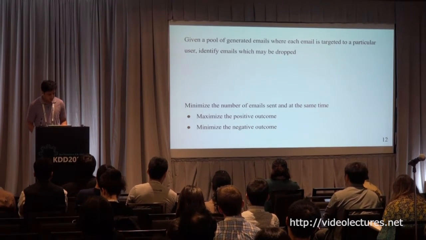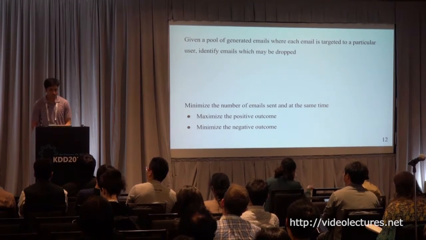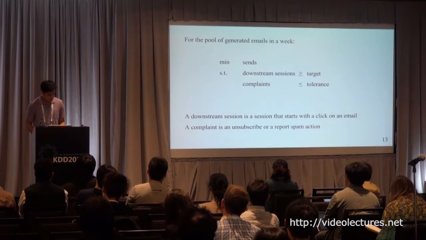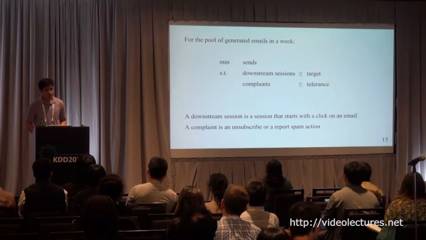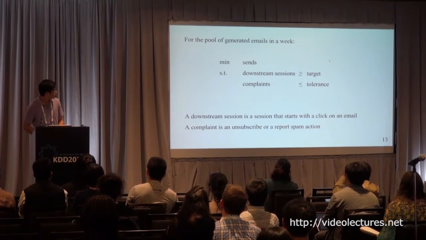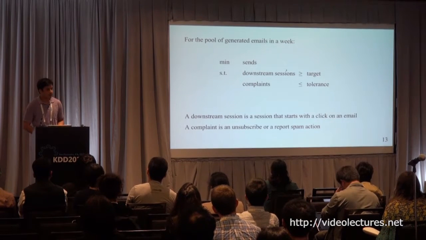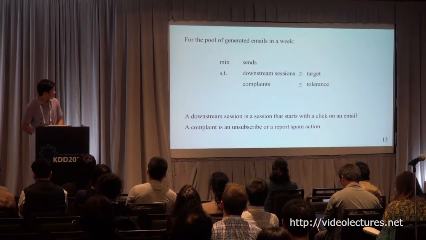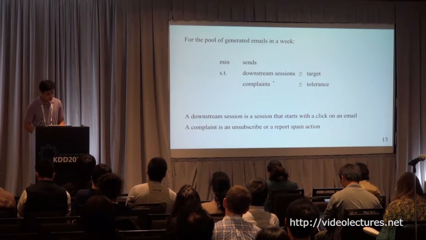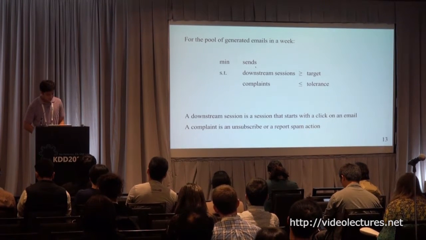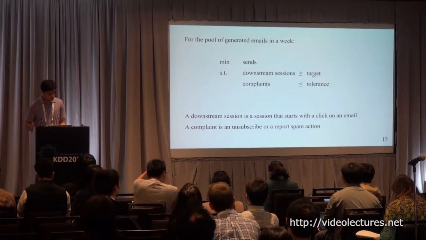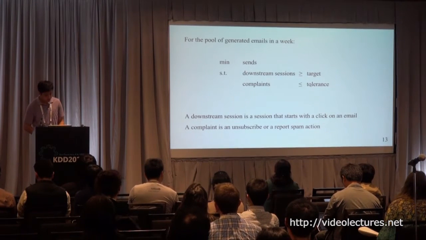These kinds of problems where we are trying to optimize over several metrics are called multi-objective optimization problems, and they're typically formulated in this way. We specify one of the metrics as the objective, and the rest of the metrics go into constraints. In this particular case, we have chosen downstream session, that is a session which begins with a click on an email, as our positive outcome of sending emails, and a complaint, that is an unsubscribe or reporting of an email as spam, as the negative outcome. We have specified a lower bound on downstream sessions because we want to maximize this metric, and we have specified an upper bound on complaints because we want to minimize this metric.